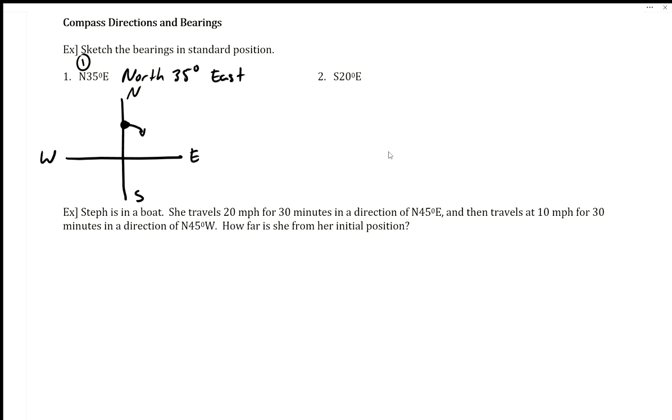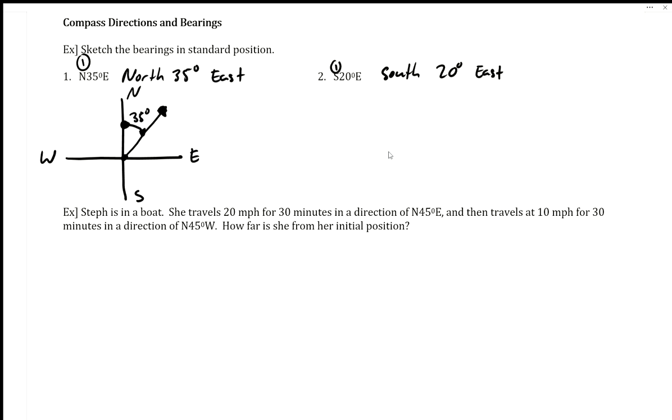So go 35 degrees toward the east and then draw in a line segment or a ray like that. Okay, so that's all it's telling us to do. Start on the north, then go toward the east. On number 2, this is south 20 degrees east.